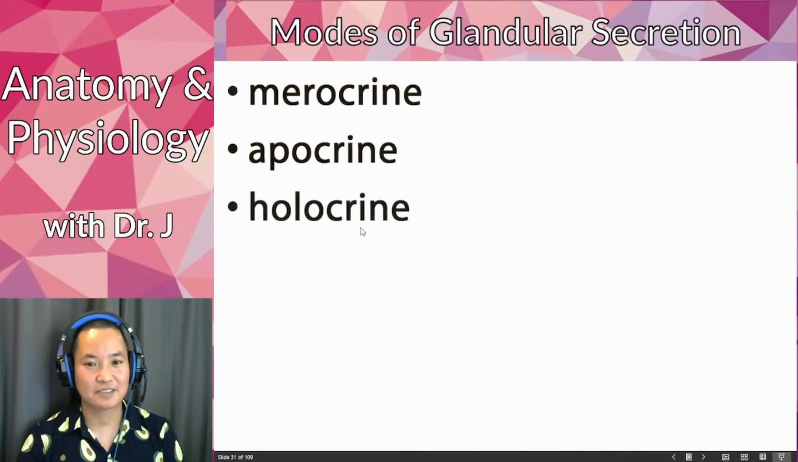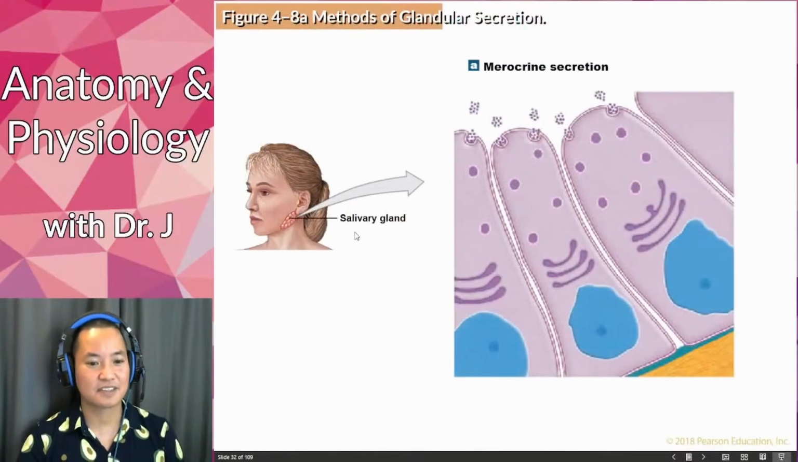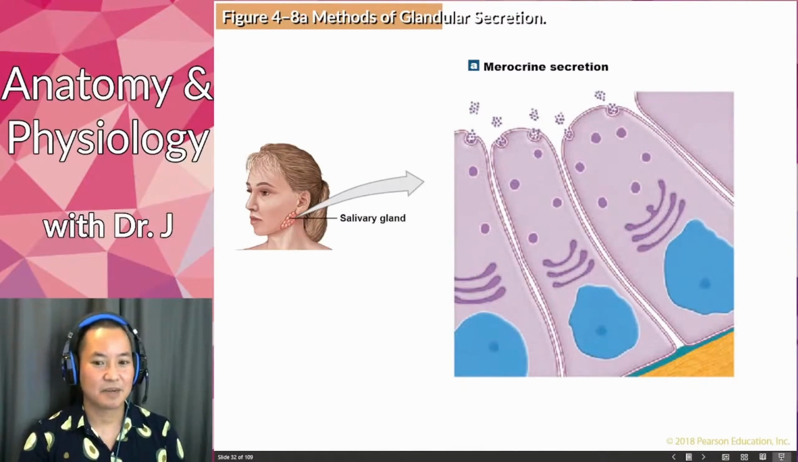Now, modes of glandular secretion. The cool thing is that some glands, like in merocrine secretion, have vesicles and use the process of exocytosis. They're secreting stuff toward the apical surface, but the cells stay undamaged. And why do they stay undamaged and intact?